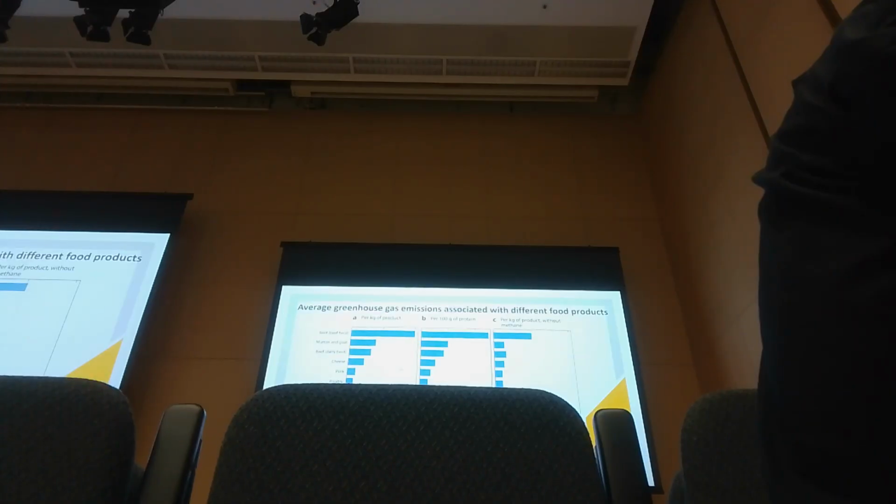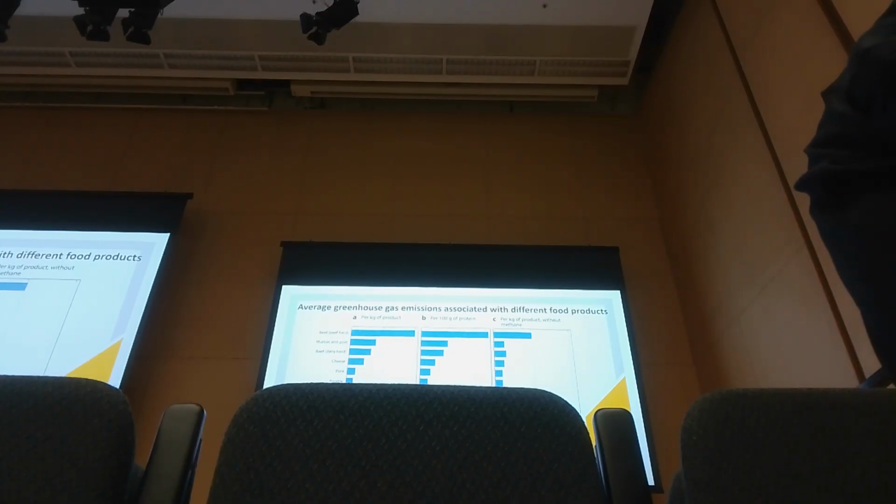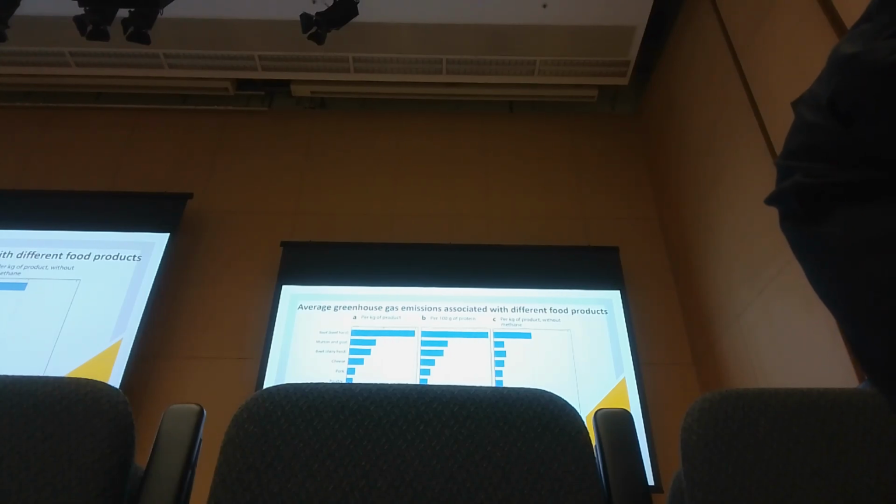On the other side, it's not just the resources. We also want to think about the climate. In terms of greenhouse gas emissions associated with different food products, we have three graphs here. The first one is per kilogram of product. B is per 100 grams of protein, so in terms of producing 100 grams of protein. And the third one is per gram of product.